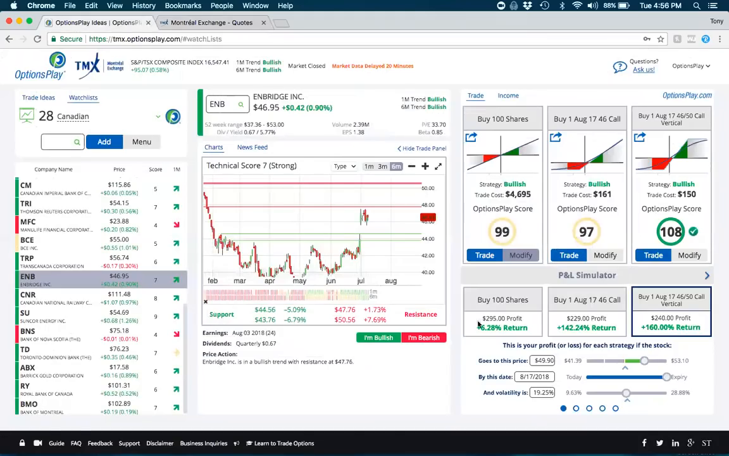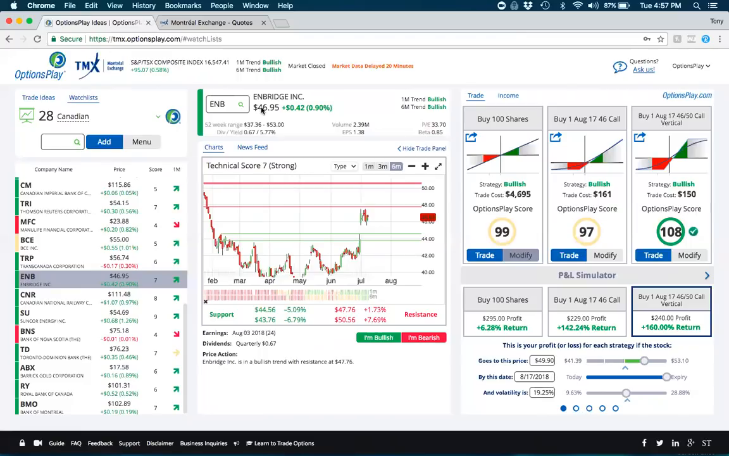This really allows you to be flexible in comparing different strategies, because typically you don't know what strategy you want to trade until you've analyzed it. This tool is designed to provide you with the starting points for the 3 most popular strategies. So if you're bullish on Enbridge, you will either buy the stock, buy a call, or buy a call spread. These are the 3 most popular strategies. So let's first take a look at those 3 strategies.